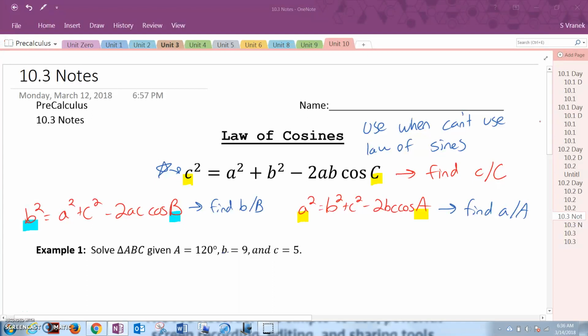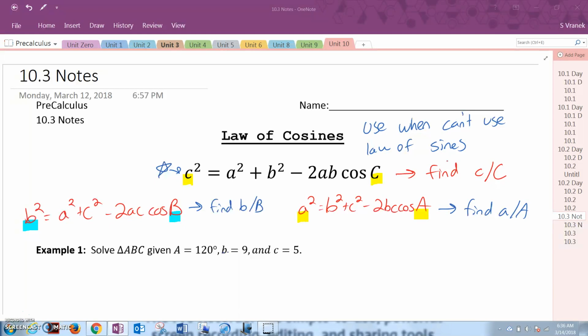Alright, so we basically use law of cosines when you can't use the law of sines. Remember, we use the law of sines when we have like side A and angle A, a matching pair of letters. So in this case, we wouldn't have that, so we have to use this law instead.